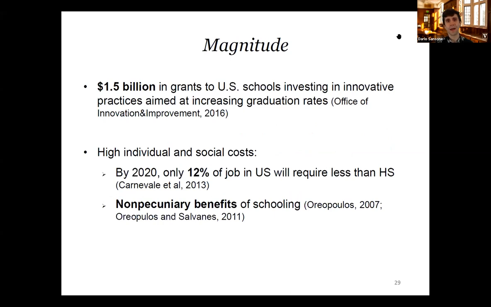The US has also spent billions of dollars trying to solve this issue. We can discuss whether or not the results were good, but we all know that the costs for individuals and society are very high. Nowadays, not even having a college degree is sometimes enough to be a middle-class worker. Not having even a high school diploma can have huge costs, both monetary and non-pecuniary, and can also have negative externalities. So obviously we want to solve this issue.